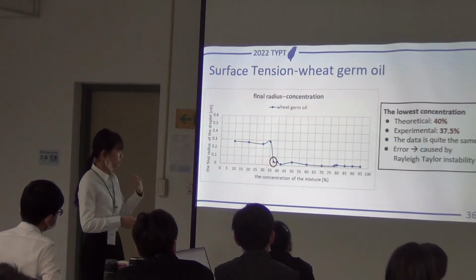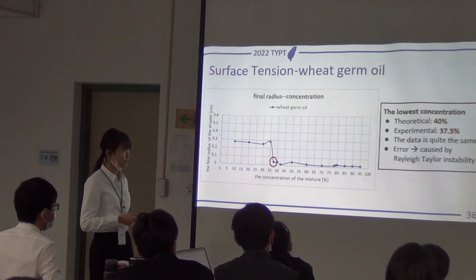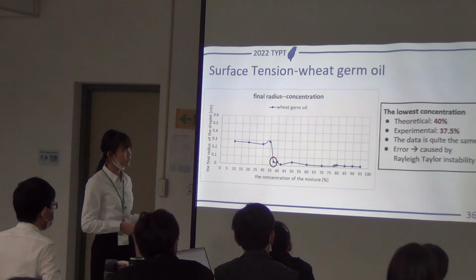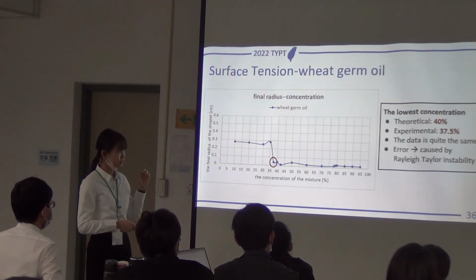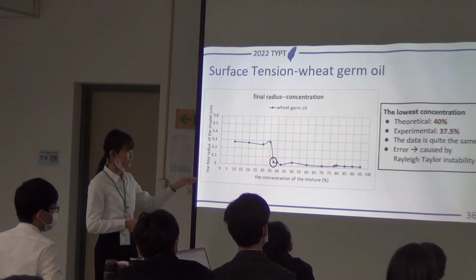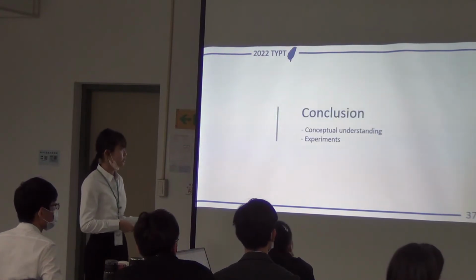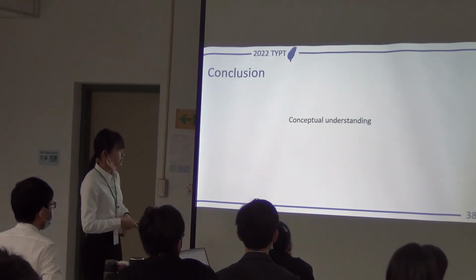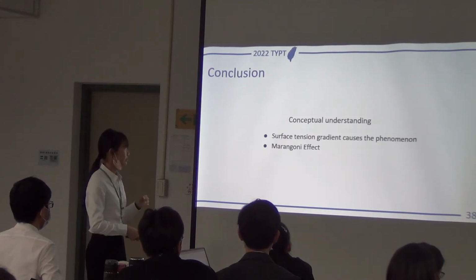And so we compared our theoretical data with the experimental data, and we found there is a small range between them, and we think it is caused by the radius stability. And here's our conclusion. So for the conclusion, we have the conceptual understanding.